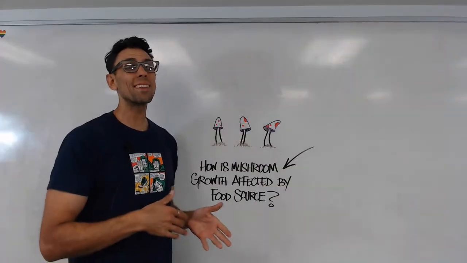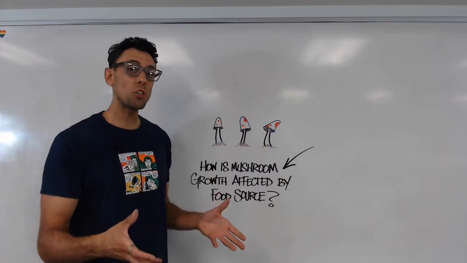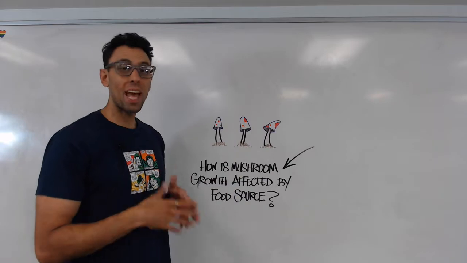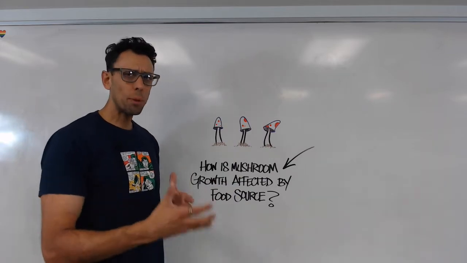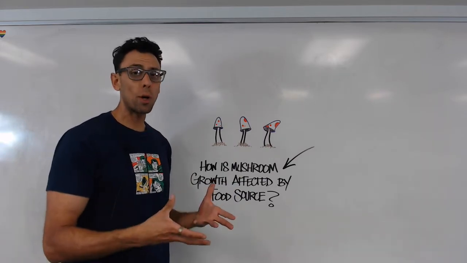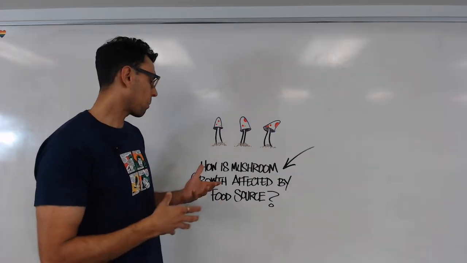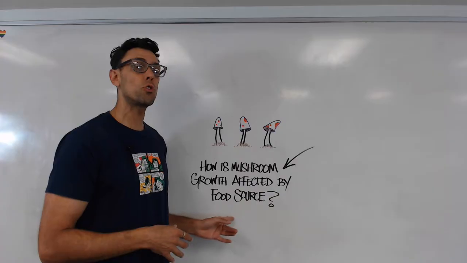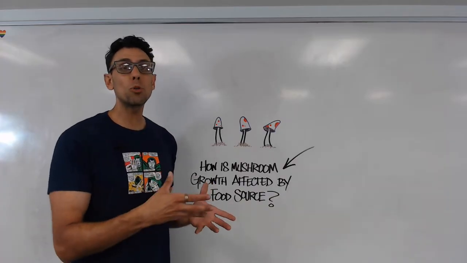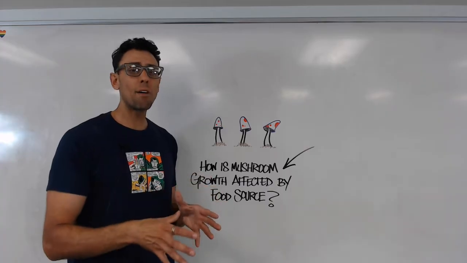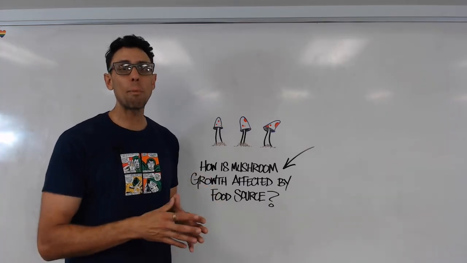So for starters, let's think about an experimental question that we want to investigate. What about if we had mushrooms and we were interested in knowing a little bit more about how mushrooms grow in terms of their food? Our research question might be, how is mushroom growth affected by food source? Now, mushrooms, as you probably know, are saprophytes. They generally feed off of dead plant and animal matter.